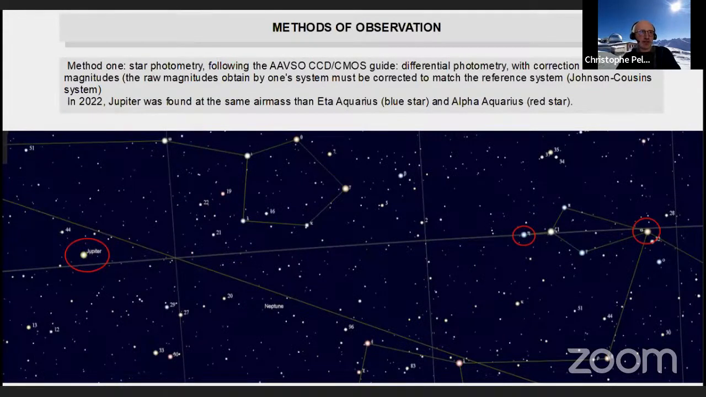There are 2 methods. The first one is to do star photometry following the AAVSO CCD or CMOS guide. This is differential photometry with correction of colors and magnitude, because the raw magnitude that you are going to obtain with your system must be corrected to match the reference system, which here is going to be the Johnson-Cousins magnitude system. So in 2022, Jupiter was found at the same air mass as 2 stars in Aquarius, one blue and one red, and those were the references.